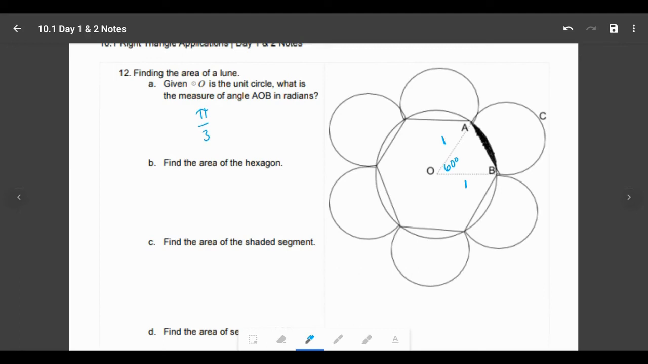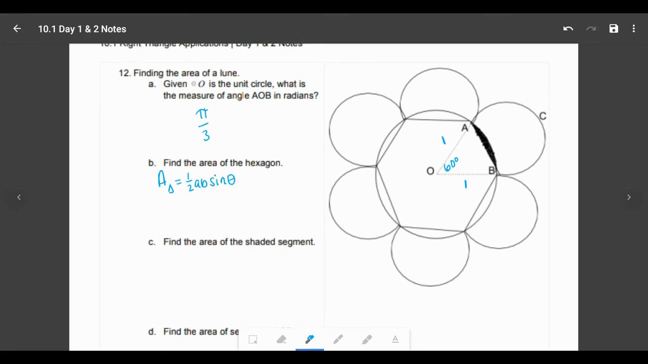Part B is now asking us to find the area of the hexagon. So we are going to go back on the idea that there's 6 congruent triangles in this hexagon. Remember that I can find the area of any triangle by using that formula 1/2 ab sine theta.